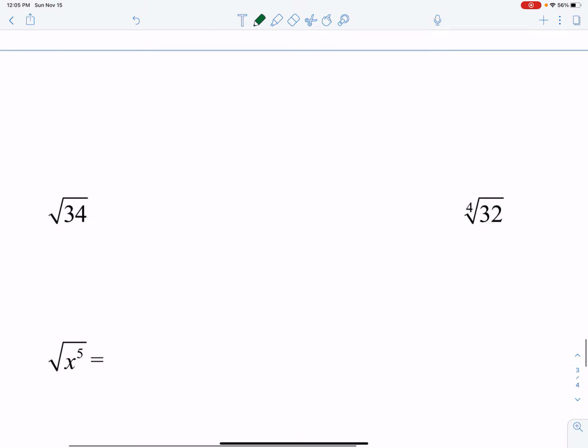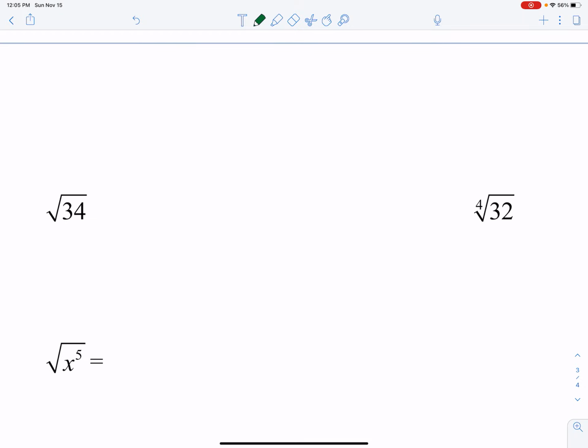All right, so let's take a look at the next one, the square root of 34. If we tried to split this one up into the square root of 2 times the square root of 17, that doesn't help us. We can't simplify the square root of 2 or the square root of 17. So you simplify them when you can, but this is a case where you really can't simplify it.